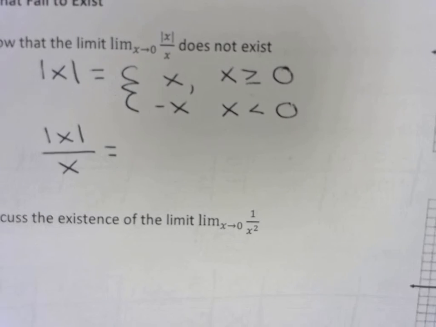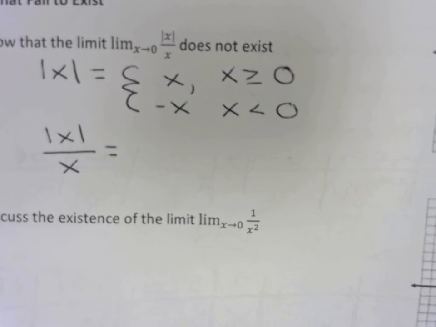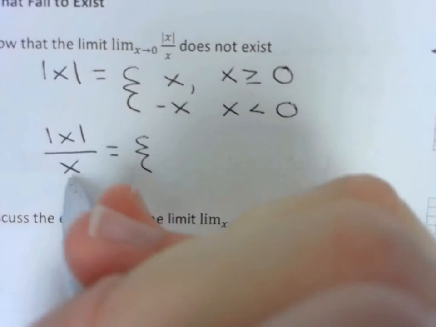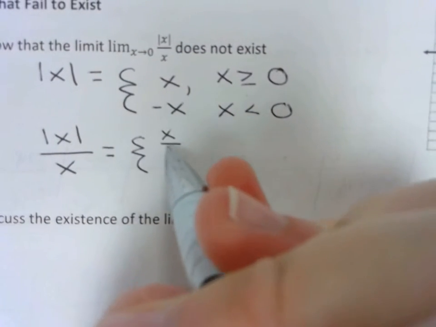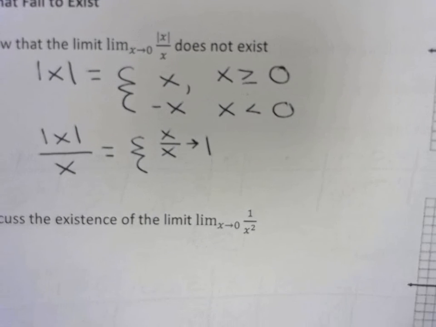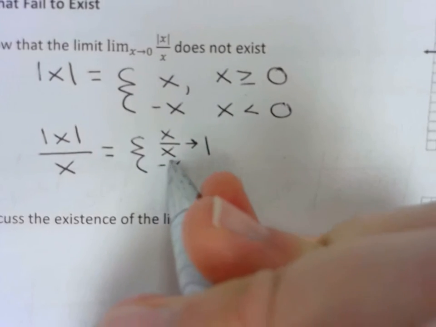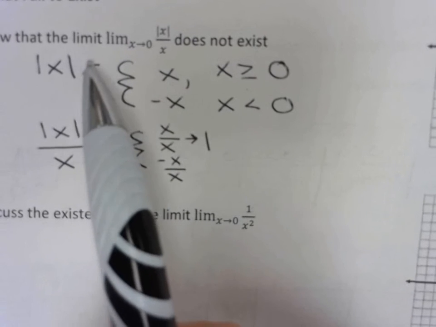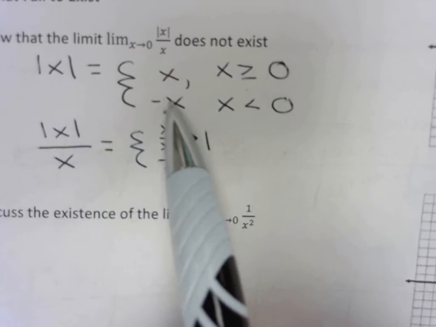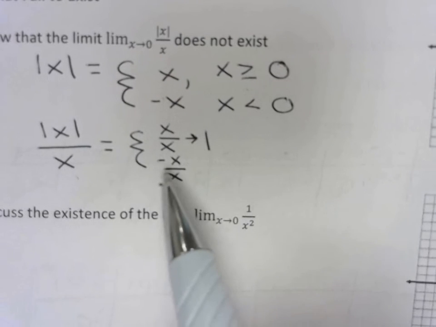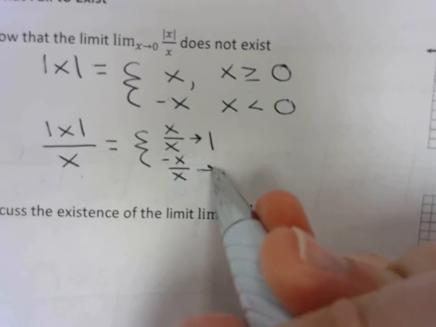So now I'm going to take what I looked at with the absolute value of x, the x and the negative x part, and put it over x. So now I divided by x, so I'm going to have x over x, and x over x is just 1. And I have negative x divided by x. I know it's kind of weird, but what we're doing is taking the absolute value of x, which is the x part and the negative x, and dividing by x. So x divided by x gives me 1. Negative x divided by x gives me negative 1.